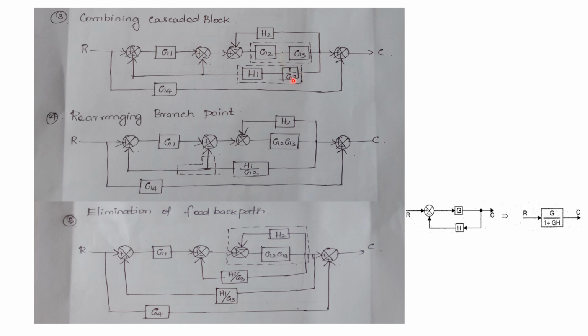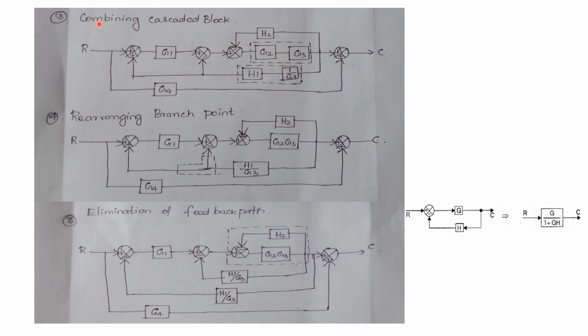So now these two blocks are in series. Similarly, these two blocks are in series. So we can combine these two blocks. When two blocks are in series, we can combine them into a single block. Inside that we have to write the multiplication of the gains, that is also one of the rules. So now we can combine these two blocks.